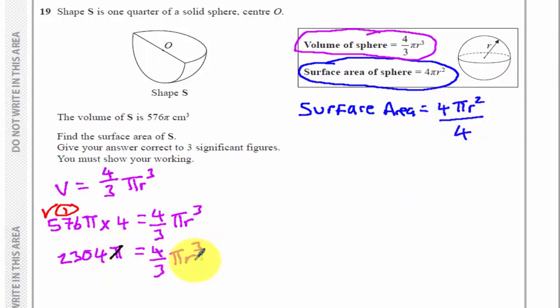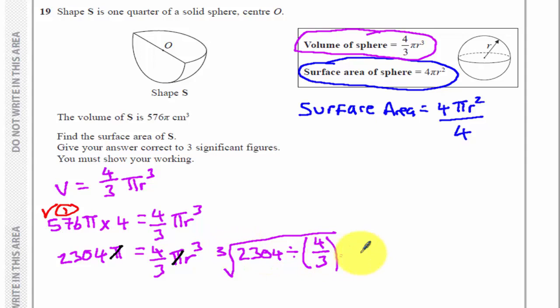If I have pi on each side, they can cancel out. So I've now got 2,304 equals 4/3 of r cubed. The opposite of multiplying will be dividing. So I've got 2,304 divided by 4/3 because it's multiplying r cubed over here. And if I've got a cube, to undo it, I need to take the cube root, and that will give me r.